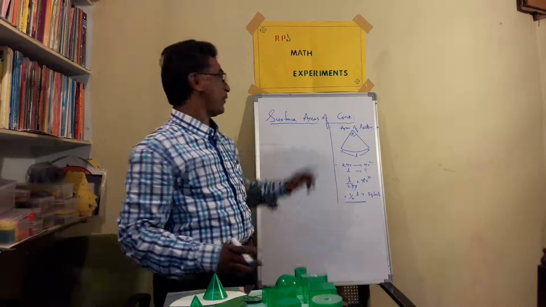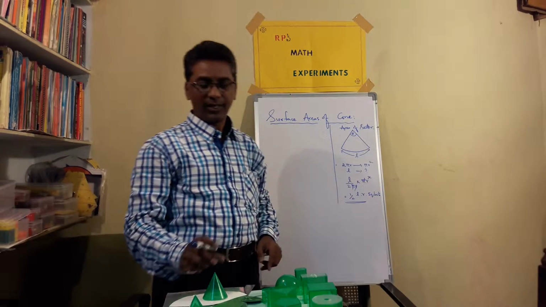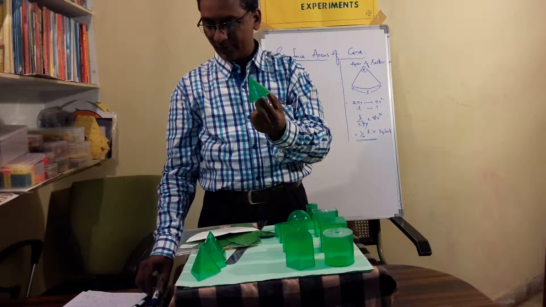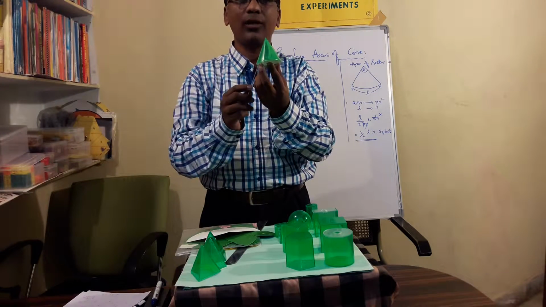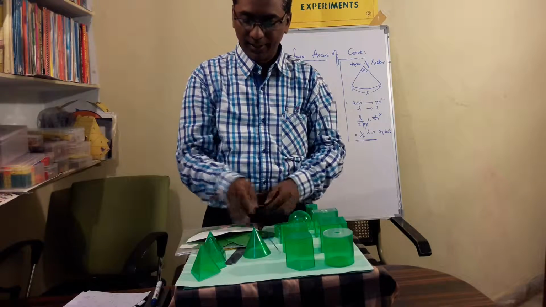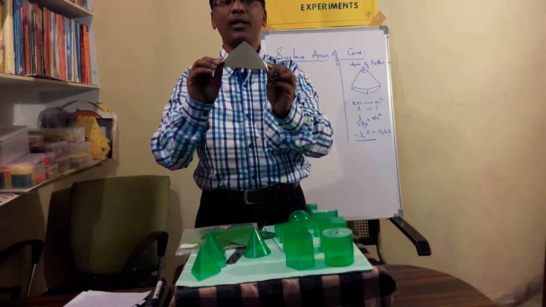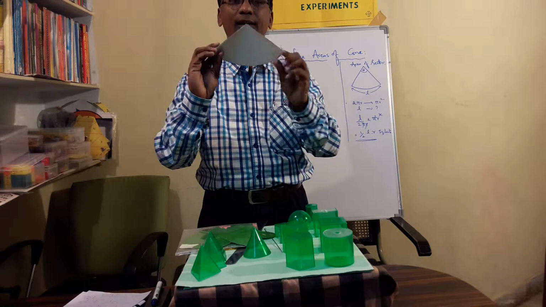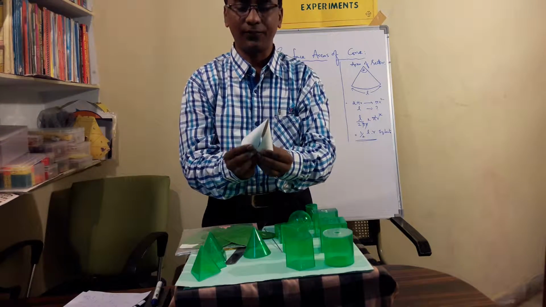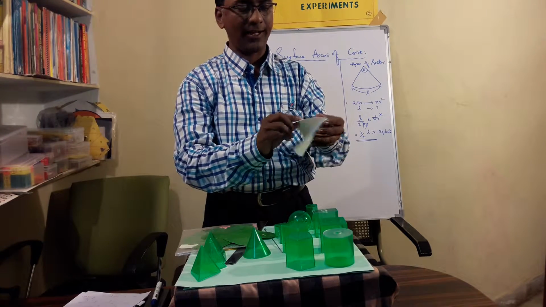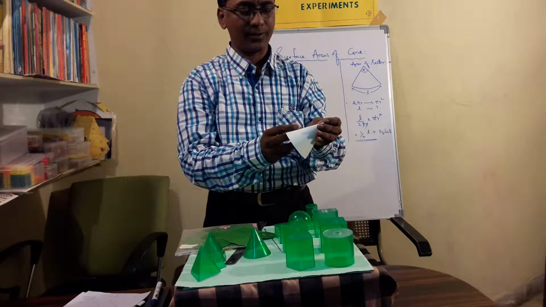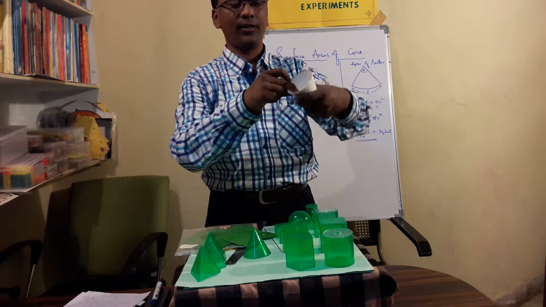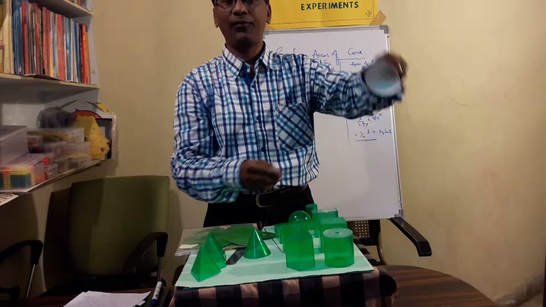In this video, I want to explain about the surface areas of a cone. Here, this is the cone. A hollow cone is formed by taking a sector. This is a sector, and if I roll it and paste these two radii of the sector, a hollow cone is formed.